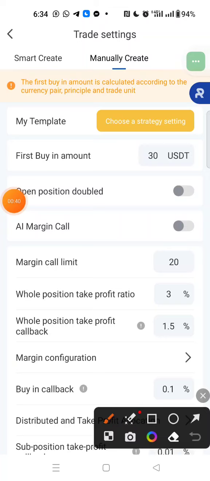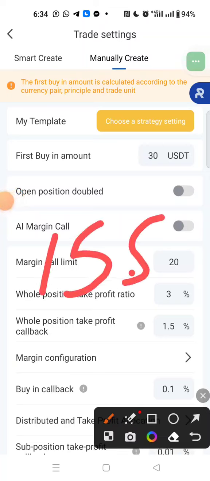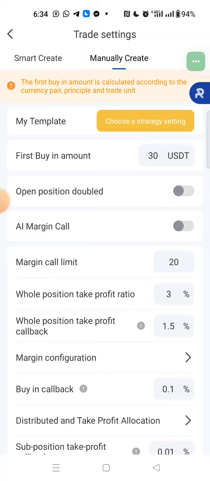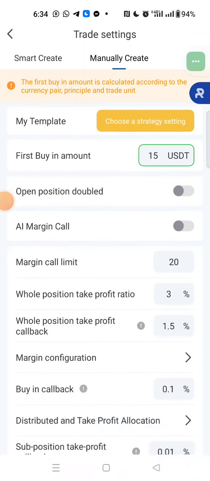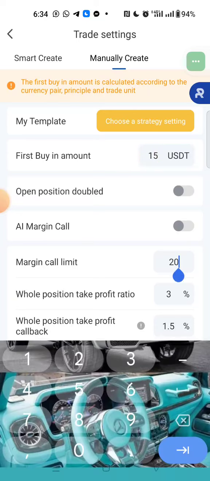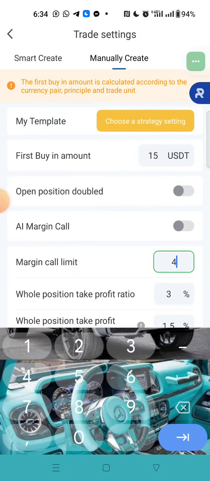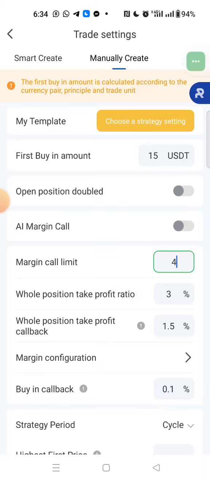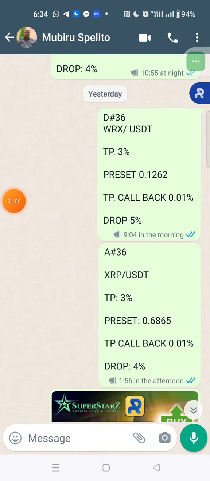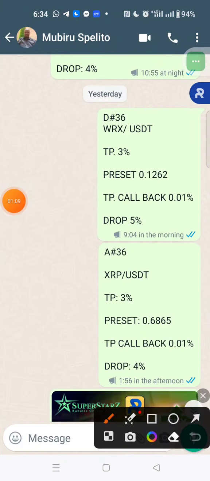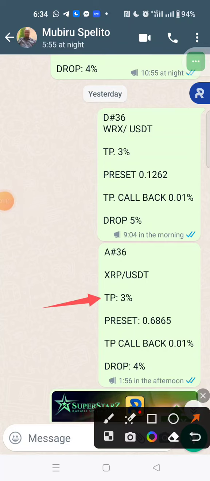Look here, guys. If I only have $15, I'll just come here where you see first buying amount. I put in $15. That's the first step. Here the margin calls don't cater. They could be 4, they could be 1. It's okay as it is. The take profit is 3%. So because on our signal, that's the most important part. On our signal here, they gave you TP, which means the take profit.